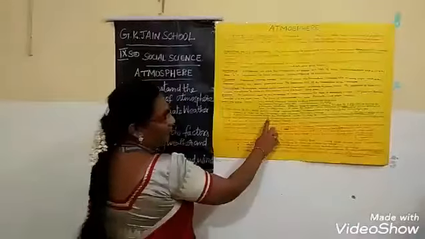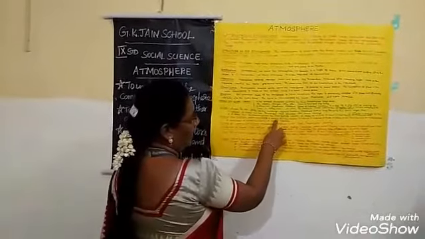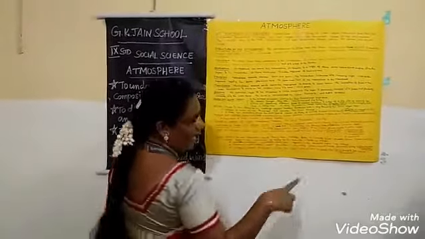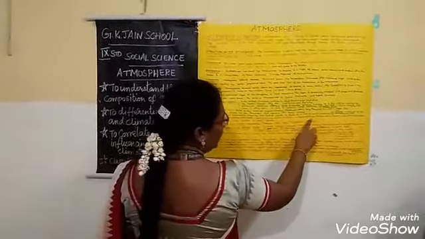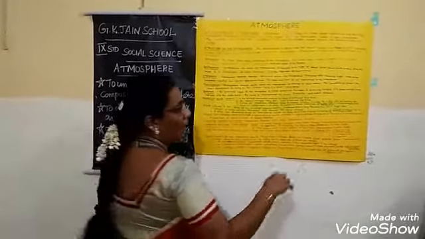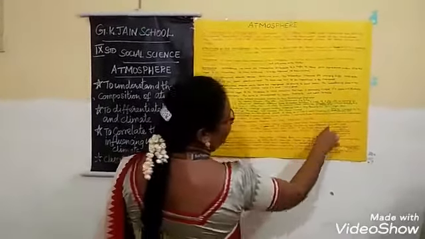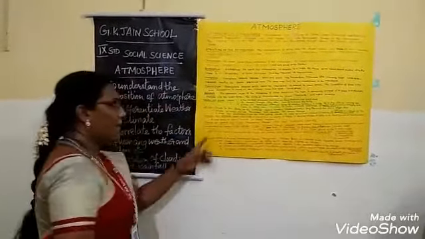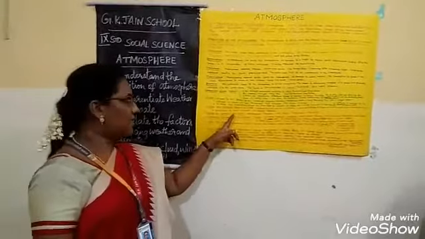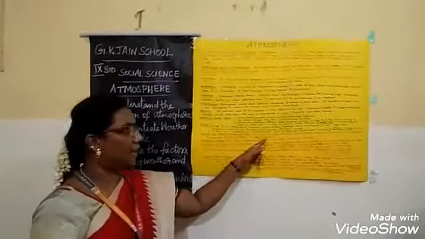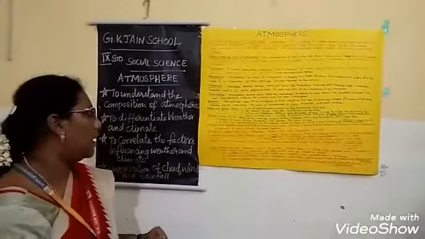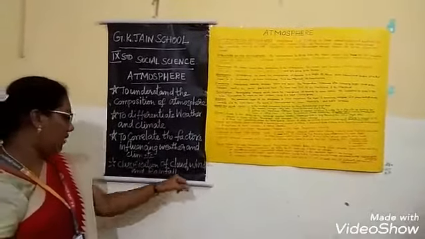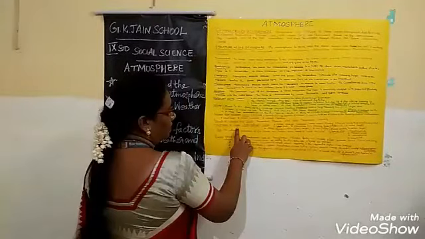Next one is factors influencing the weather and climate. There are some factors influencing weather and climate. Number 1, distance from the equator. Number 2, altitude. Number 3, nearness to the sea. Number 4, nature of the prevailing winds. Number 5, mountain barrier. Number 6, cloud cover. Number 7, ocean currents. Number 8, natural vegetation.